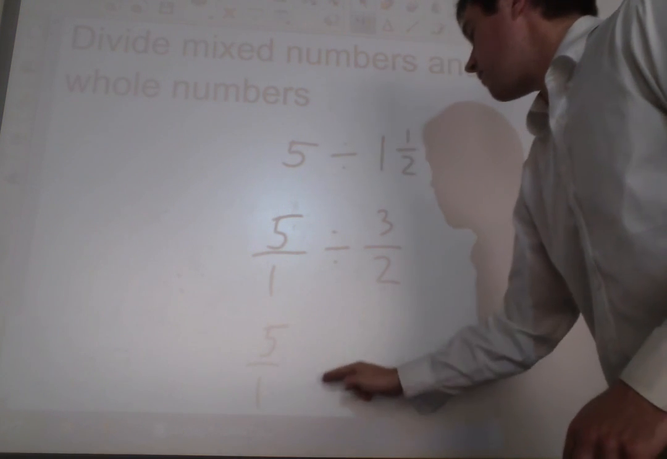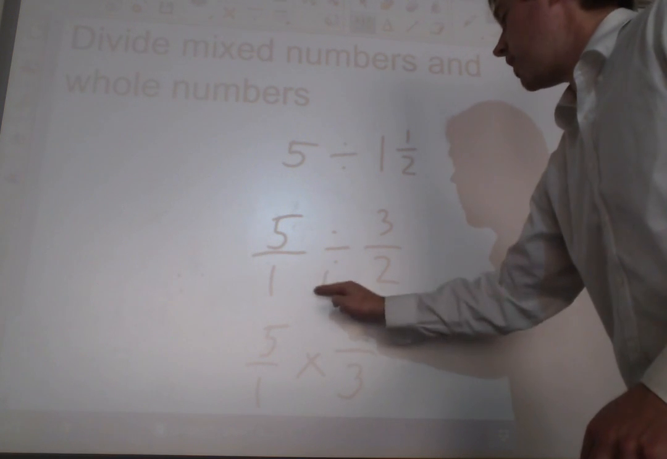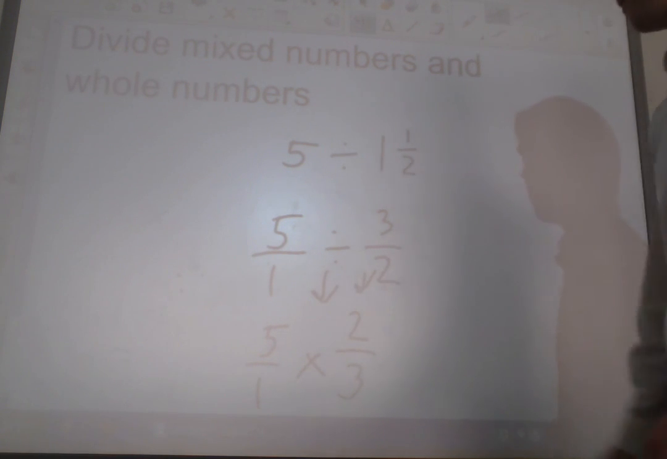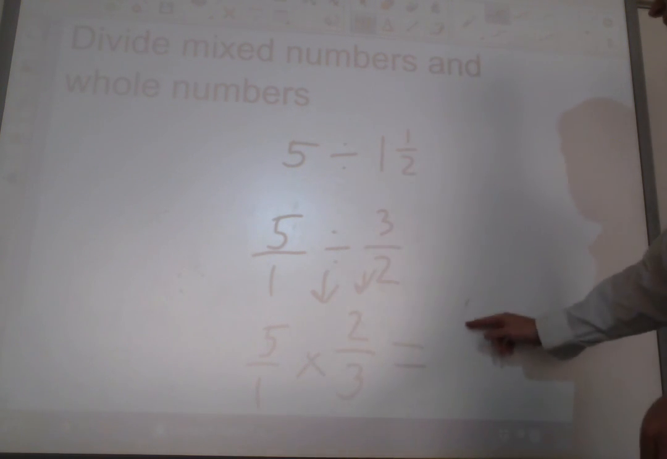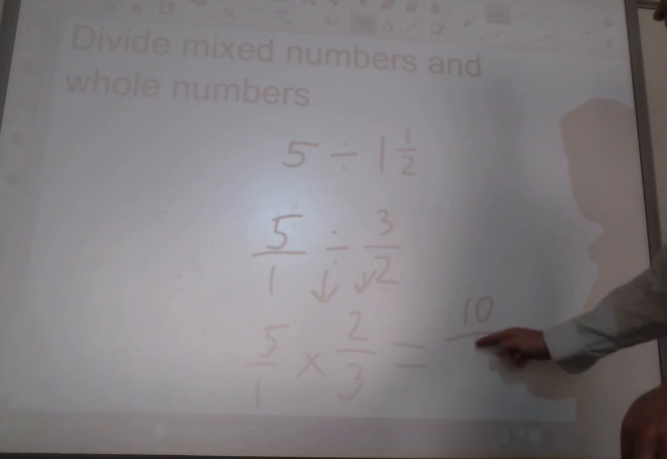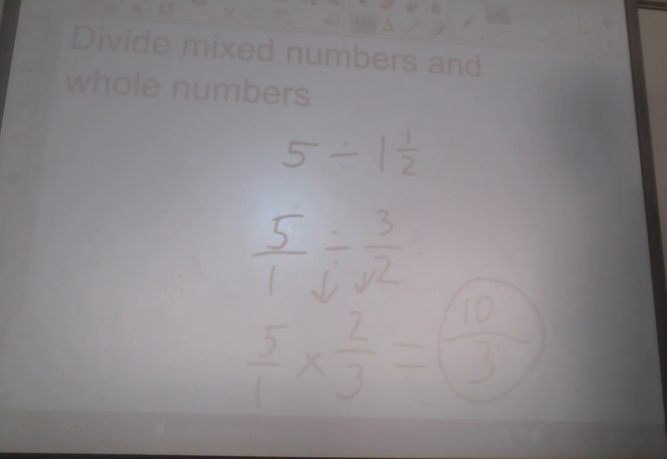5 over 1 times 2/3. We changed that and we changed that. Finally, multiply straight across. 5 times 2 is 10. 1 times 3 is 3, and there's our final answer, 10/3.